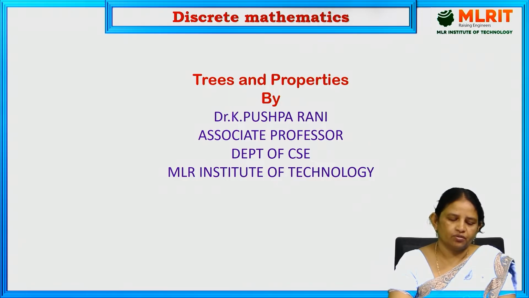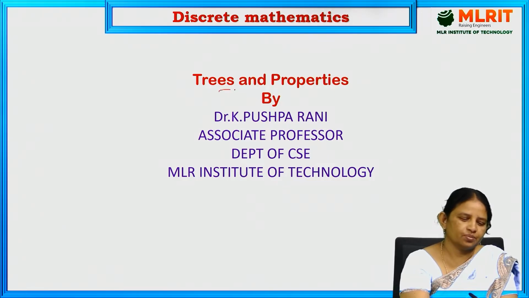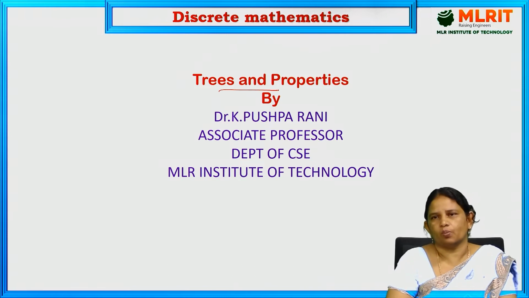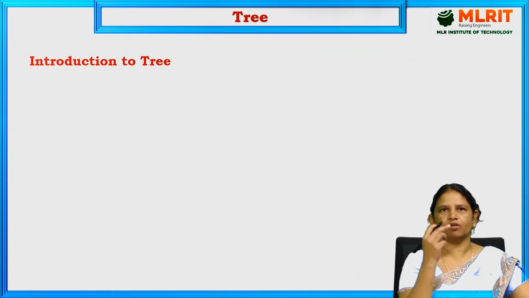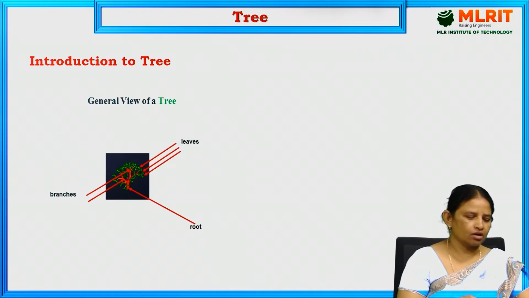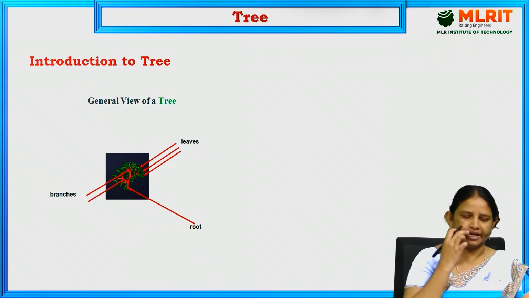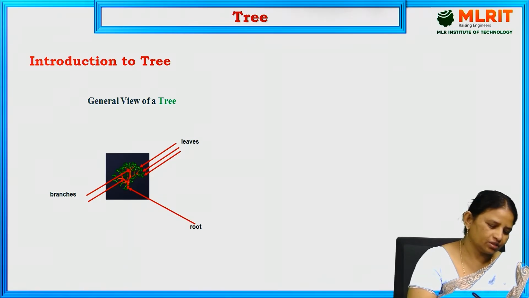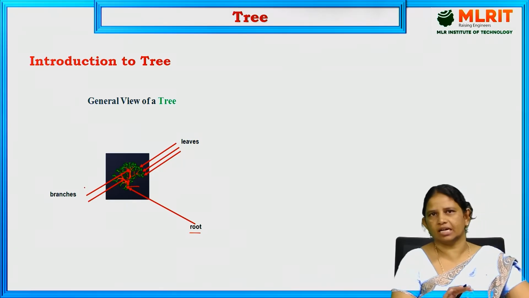In this video we are going to discuss trees, what the properties of trees are, and what is meant by a spanning tree. So generally, what is the tree structure? In the general view of a tree, these are the leaves, this is the root, and these are the branches. This is the general view of a tree.